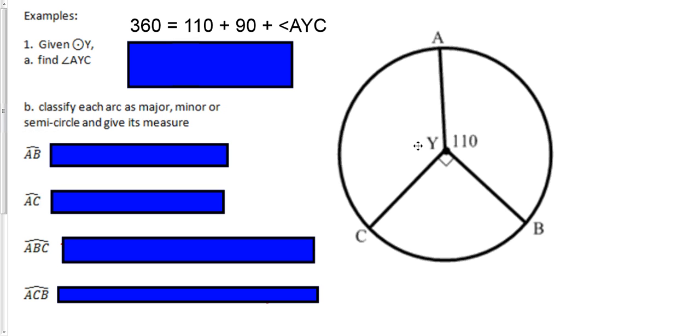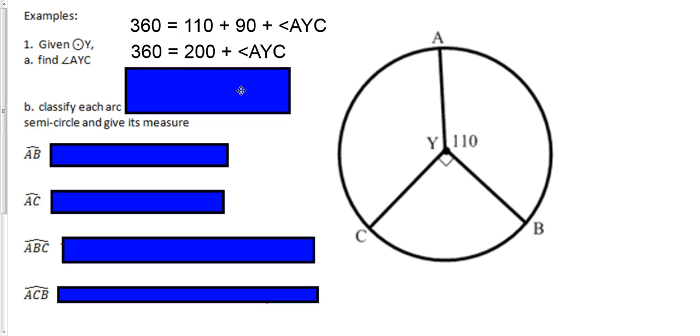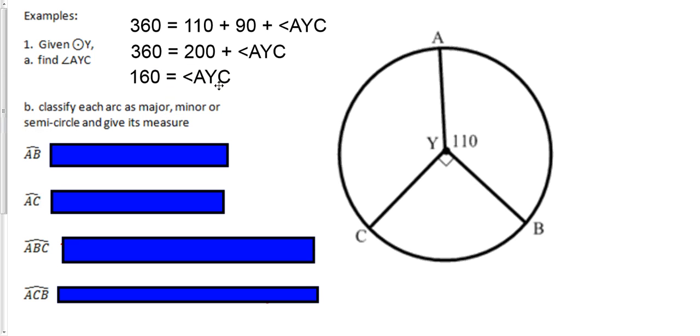Given circle Y, right here, we name it from its center. We need to find angle AYC. So A to Y to C. Well, any circle has 360 degrees. This one is a 90-degree angle. This is 110, and this is our missing angle. So 90 plus 110 plus this angle would be 360. That's set up right here. Combine our 110 and 90, and that'll be 200. Subtract 200 from both sides. So AYC is 160 degrees.